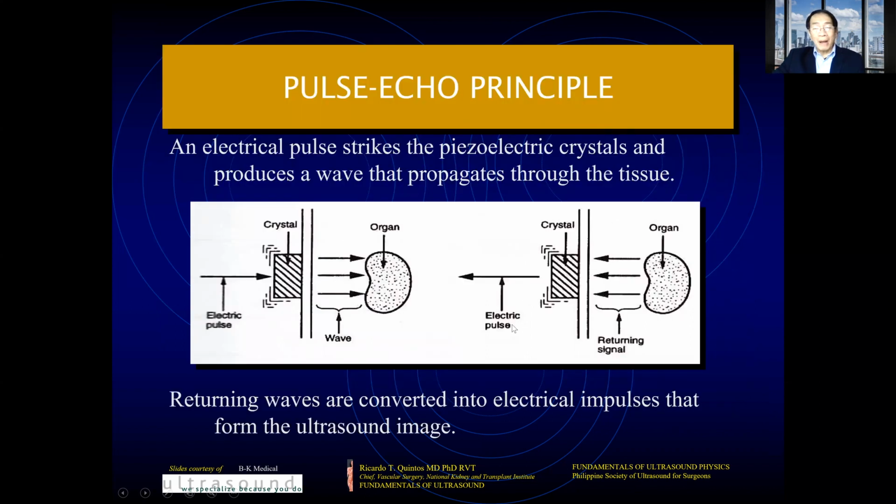So we've been talking about echoes being picked up by the transducer, and this is now an important concept, the concept of pulsed echo principle. When an electrical pulse strikes the piezoelectric crystals and produces a wave that propagates through the tissue, then the echo is picked up by the crystal, and then it generates an electrical signal that is sent to the central processing unit. The returning waves are converted into electrical impulses that form the ultrasound image.